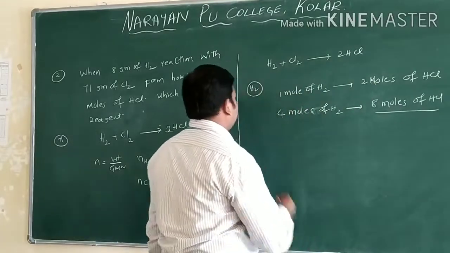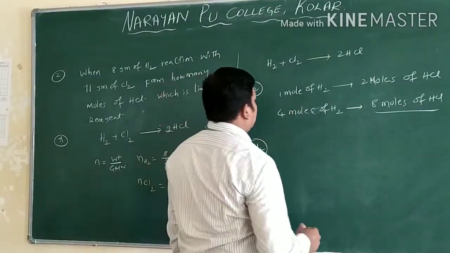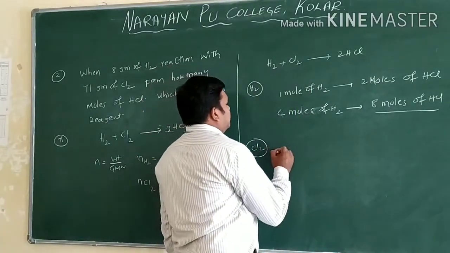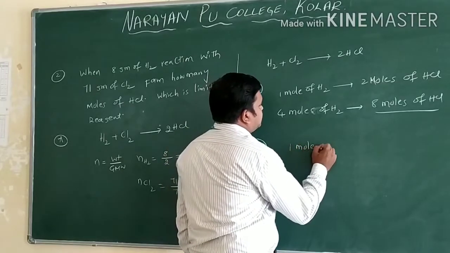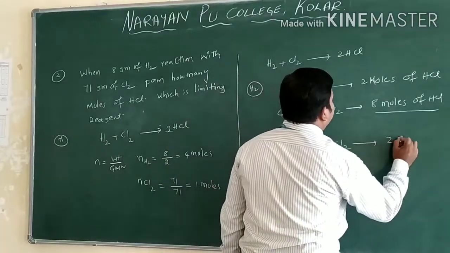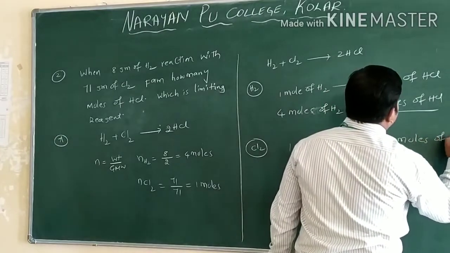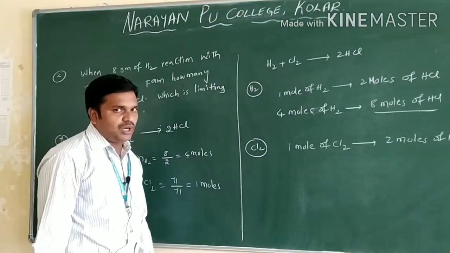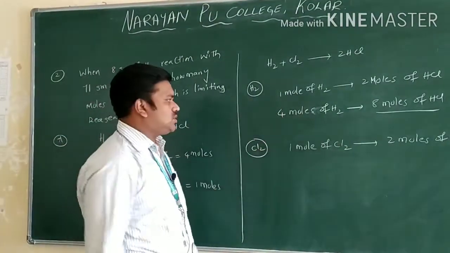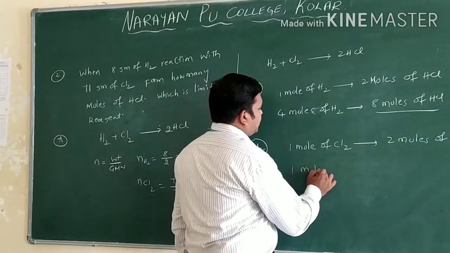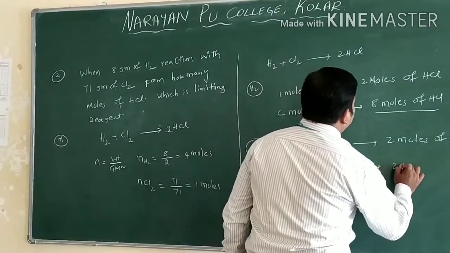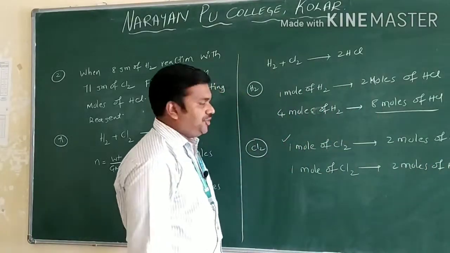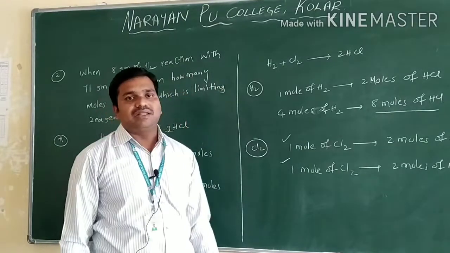8 moles of HCl. Now we are taking Cl2. From the balanced equation, number of moles of Cl2 is also 1. 1 mole of Cl2 gives 2 moles of what? HCl. Here also you got how many moles? 1 mole only. So 1 mole again gives 2 moles only. Clear? 1 mole of Cl2 gives 2 moles of HCl. This I am writing from the balanced equation, and this is from the number of moles you got in the reaction.